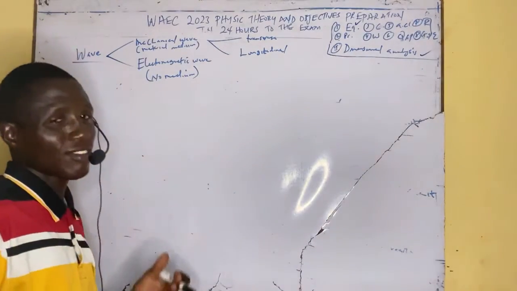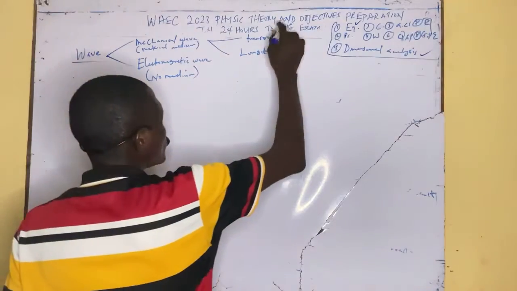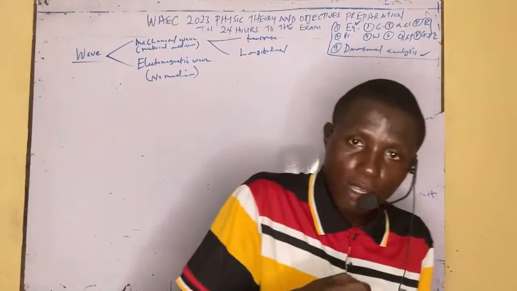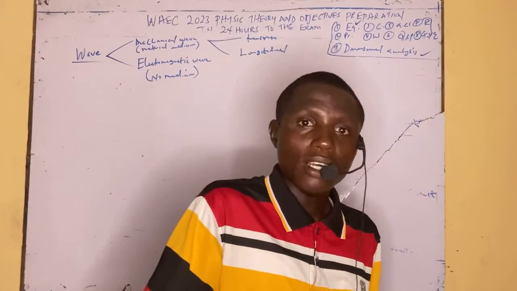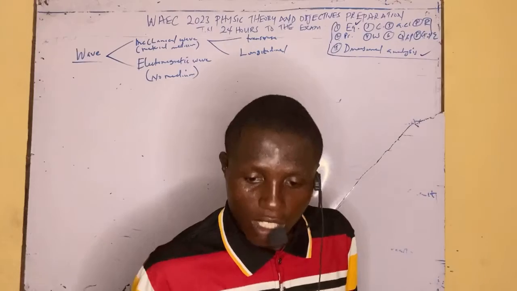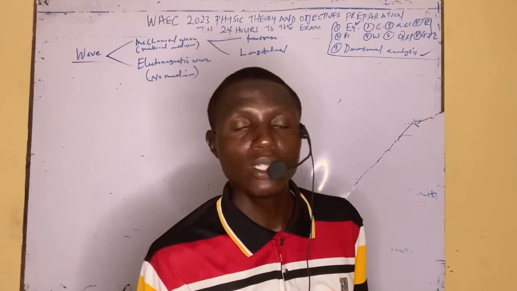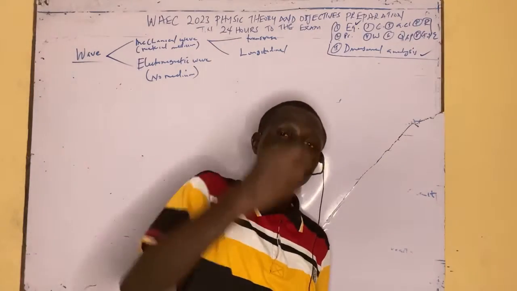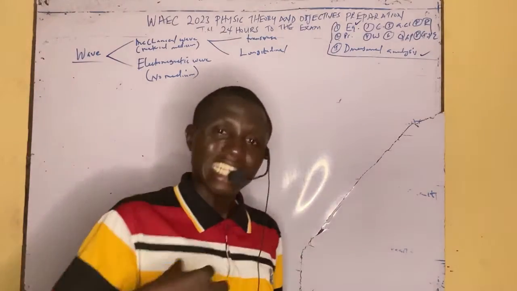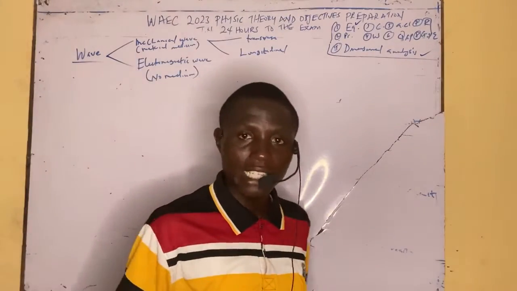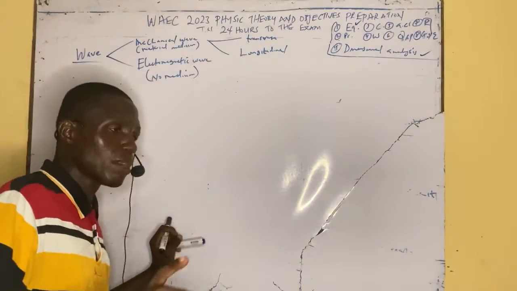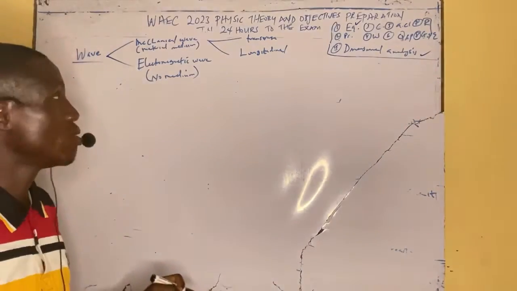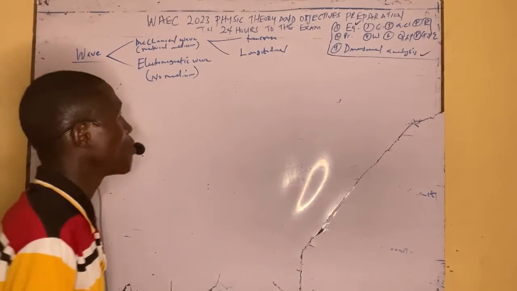Now, transverse wave has to do with what? It has to do with waves in which the vibration of the particles is perpendicular to the direction of travel of the wave, that is, at right angles. So the vibration of the particles is at 90 degrees to the direction of the wave that caused the vibration. So that's why we call it transverse.